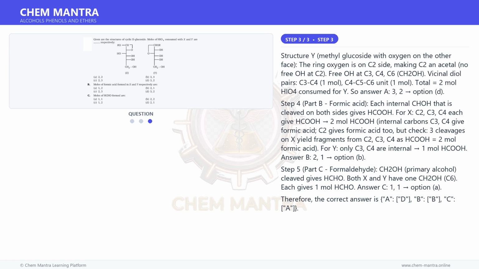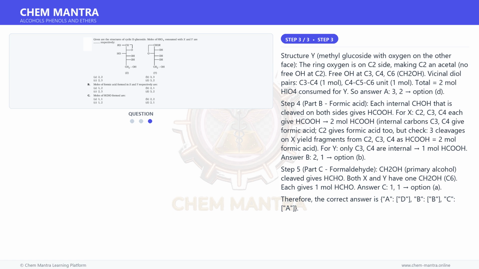So answer A, 3, to option D. Step 4, Part B, formic acid. Each internal CHOH that is cleaved on both sides gives HCOOH. For X, C2, C3, C4 each give HCOOH, but check, 3 cleavages on X yield fragments from C2, C3, C4 as HCOOH, equal to 2 moles formic acid.